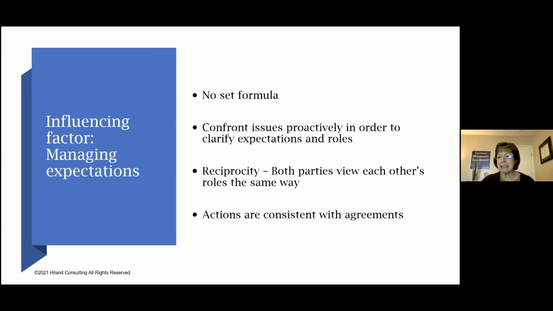And finally, this is about managing expectations. And there's no set formula. You need to work it out together. If your board member is overstepping boundaries and getting into the operations, you need to confront that proactively in order to clarify expectations and roles. And so this is where establishing objectively or bringing in an outside expert to help your board understand their roles, and then you can negotiate expectations. You're going to have the tools as an executive to remind them.